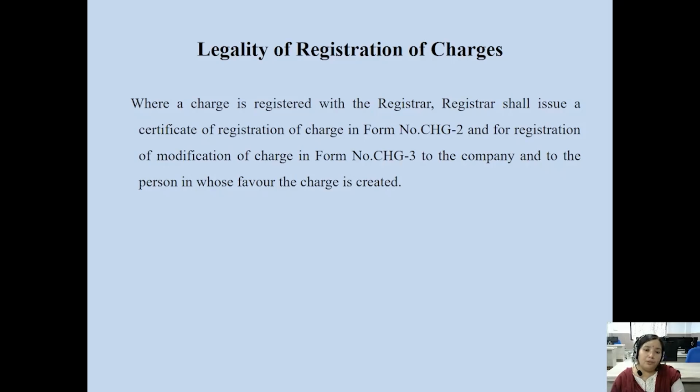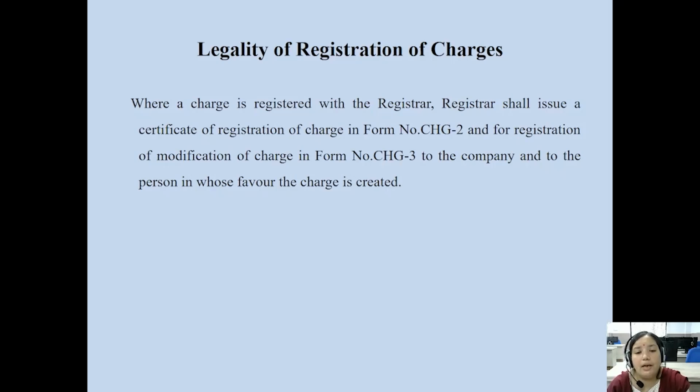It means, like the bank in whose favor the charge is created, that has to be mentioned in the register of charges kept by the registrar of companies, where the charge is registered with the registrar. The registrar shall issue a certificate of registration of charge in form number CHG2 and form number CHG3 to the company and the person in whose favor the charge is created. That person is called the bank. That person is called the financial institution.